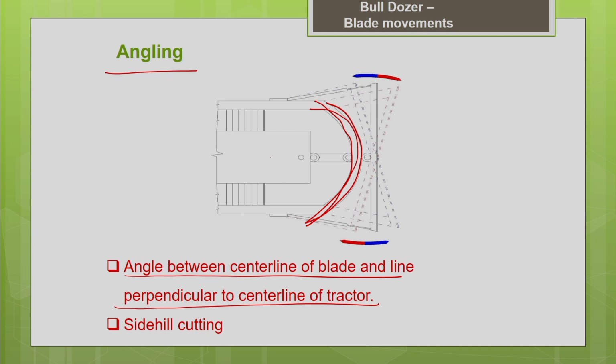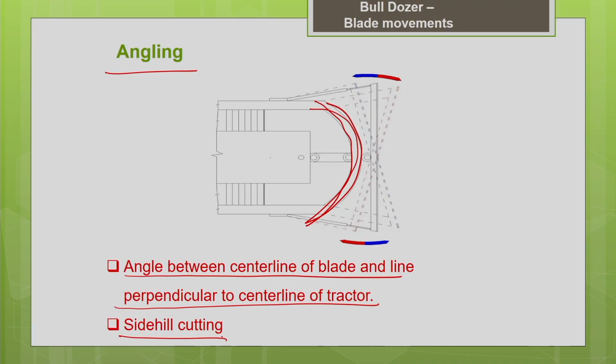So if you are going to work on one side of a road, say for example you are doing some pipe laying, you need to backfill the trench. You are working on one side of the road, so you can easily angle the blade and backfill the trench. Similarly for side hill cutting, and when you are working in narrow space constraints, in those particular places the angling will be much easier.